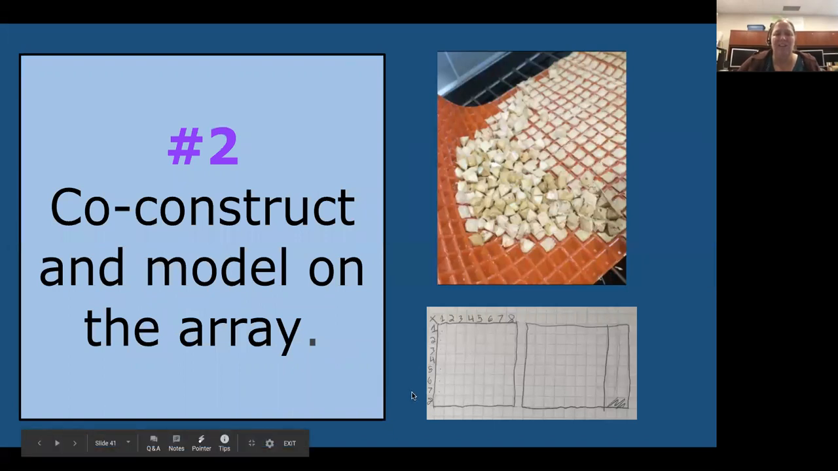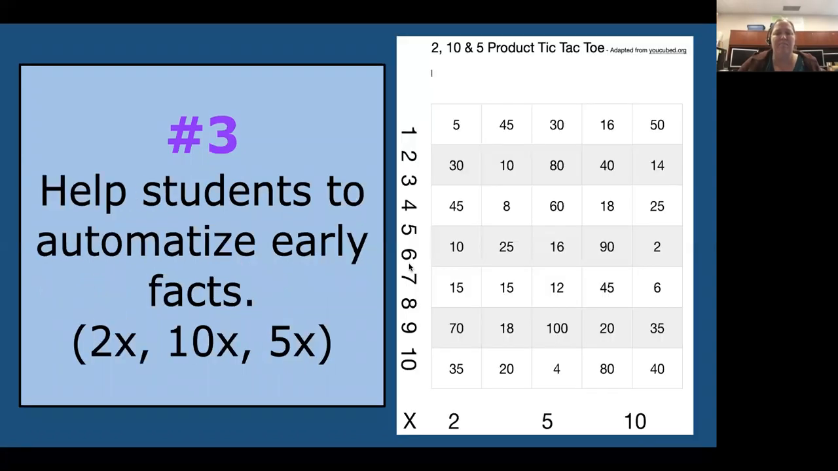Number 2, co-construct and model on the array. So really investing the time so the students have a model, a visual model. Math is visual for everyone. And so having these visual models will be essential for them to be able to really understand the math that's going on. You could see with Kale, she got lost in just using the number symbols. And as soon as it was on the array, she was able to make sense of what was going on in the math. A question there, Heather.